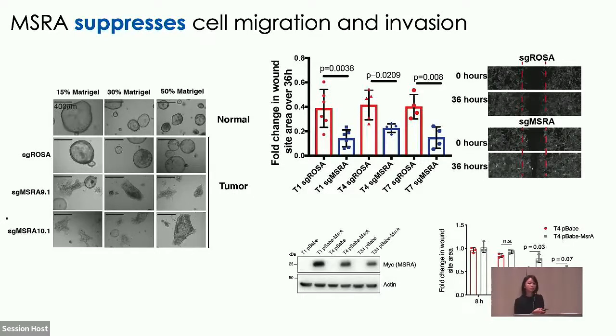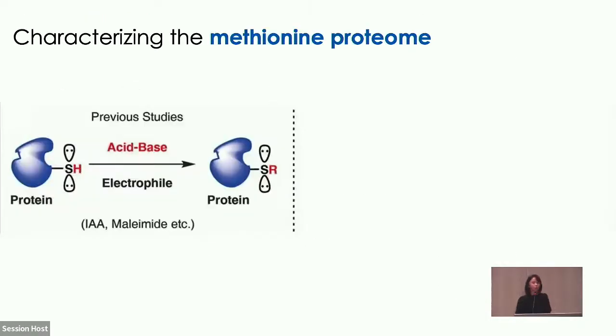And the opposite is true when we express high levels of MSRA in these cells. Now we slow down the rate of wound closure. So what is going on? We want to identify proteins that are selectively targeted by MSRA that underlie this migratory and metastatic phenotype that I described. And the approach that we took was chemoproteomics.